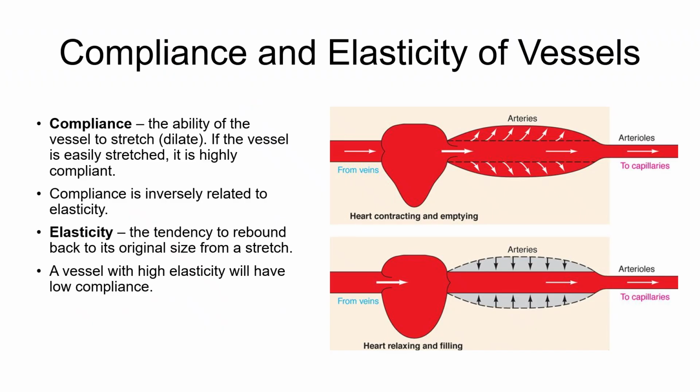So what is compliance and elasticity when we're talking about vessels? Actually, we also use the words compliance and elasticity when we talk about lungs because it's very similar to vessels. Compliance is the ability of vessels to stretch or dilate. So if the vessel can easily stretch, then it is highly compliant. Versus elasticity, this is the tendency to rebound to its original size from a stretch. So once it's stretched out, it's very compliant. Can it go back down to its original size? That is elasticity. So compliance and elasticity go hand in hand, and we need our vessels to do this in order to function properly.